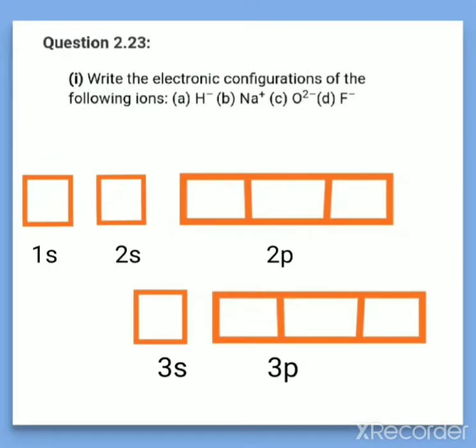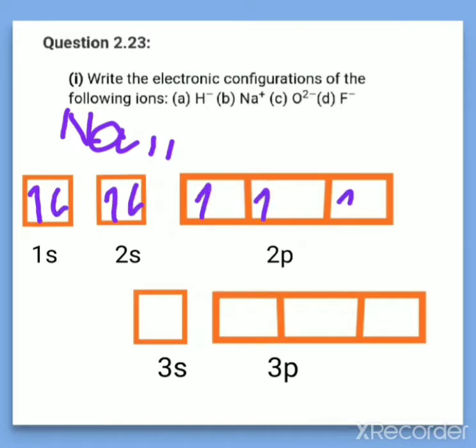So let us do the sodium ion. For the sodium ion, Na plus, first we need to find the electronic configuration of Na, which has 11 electrons because its atomic number is 11. So we'll fill 1, 2, 3, 4, 5, 6, 7, 8, 9, 10 and this is the 11th electron. So this is the case of the sodium atom.